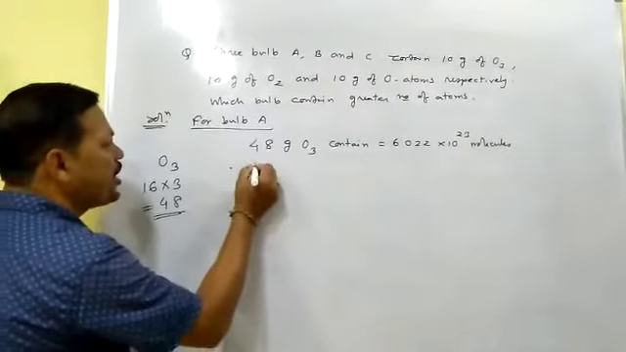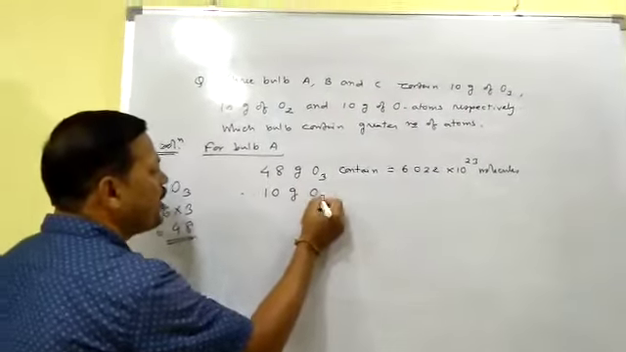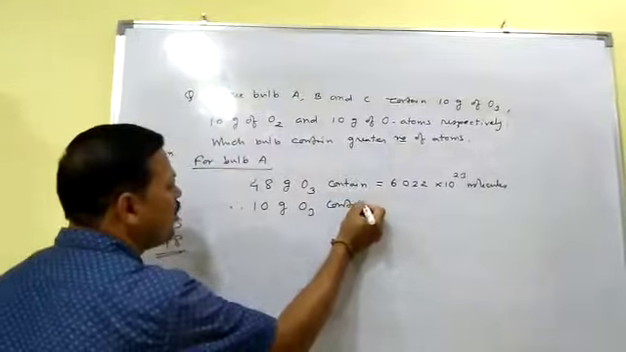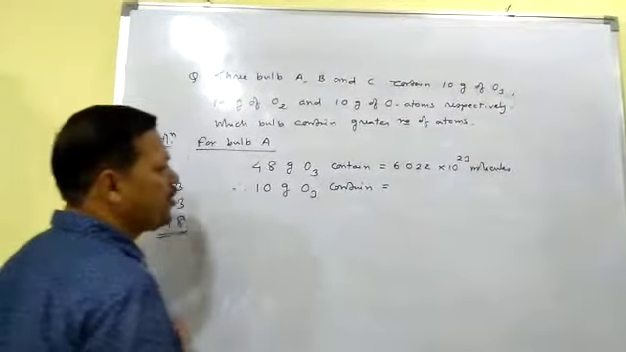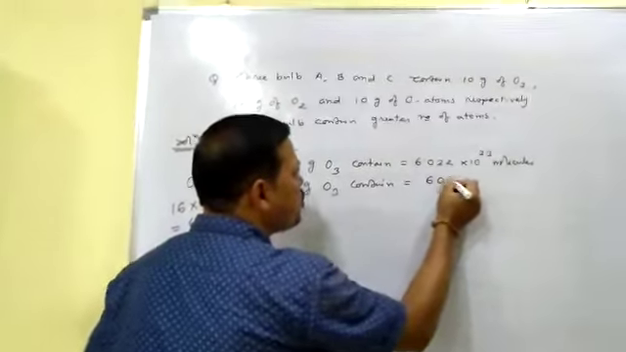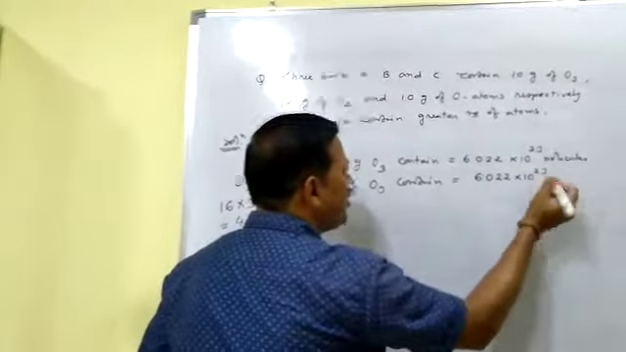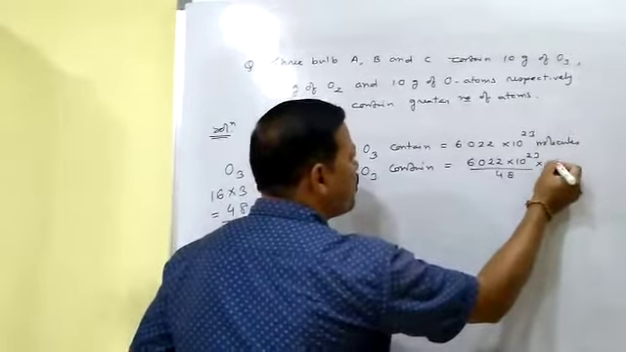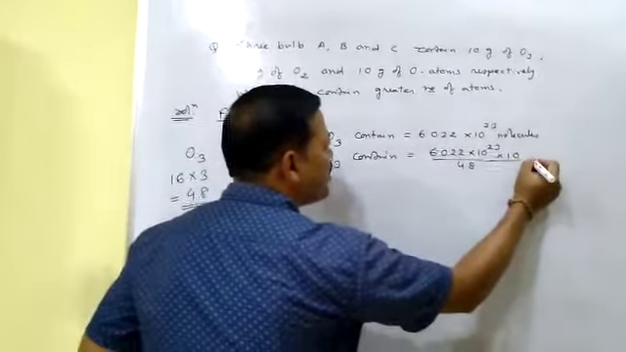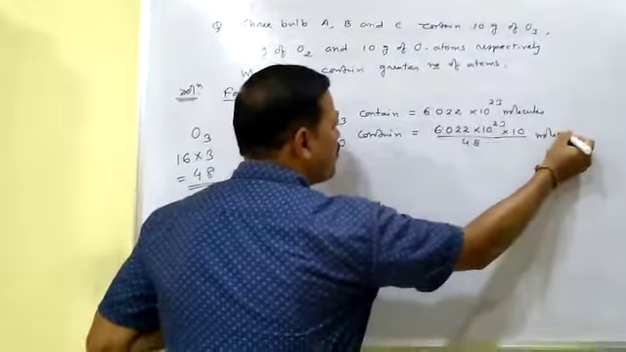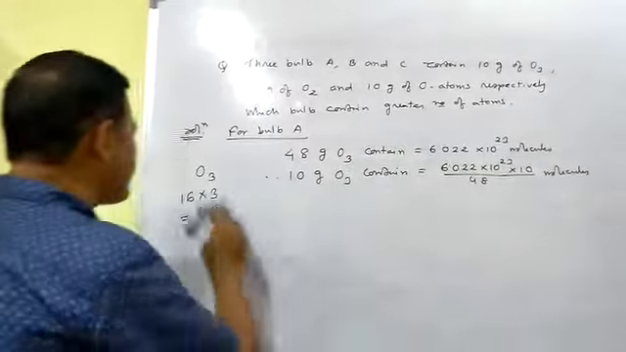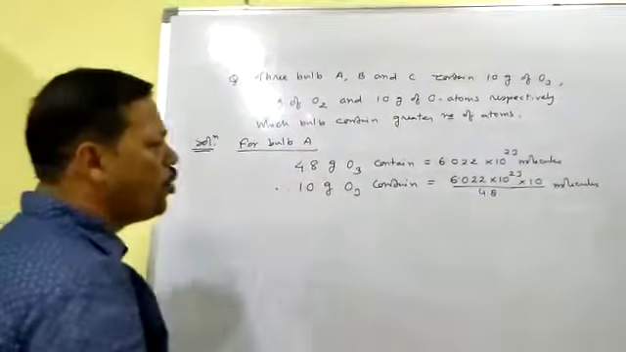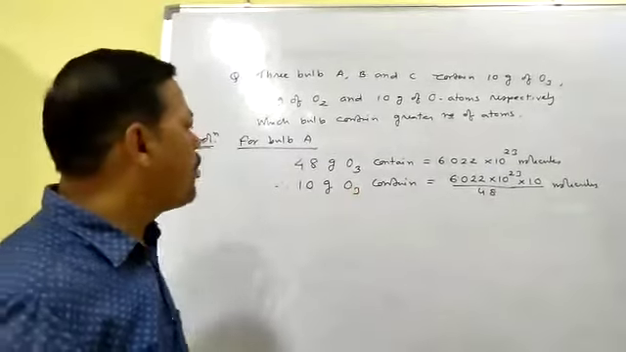But your container contains how much? 10 gram. So how many molecules does 10 gram ozone contain? This will be 6.022 into 10 to the power 23 divided by 48 into 10. This is the number of molecules. But you have to determine the number of atoms. So first you determine the number of molecules from the mole. Now you have to determine the number of atoms.